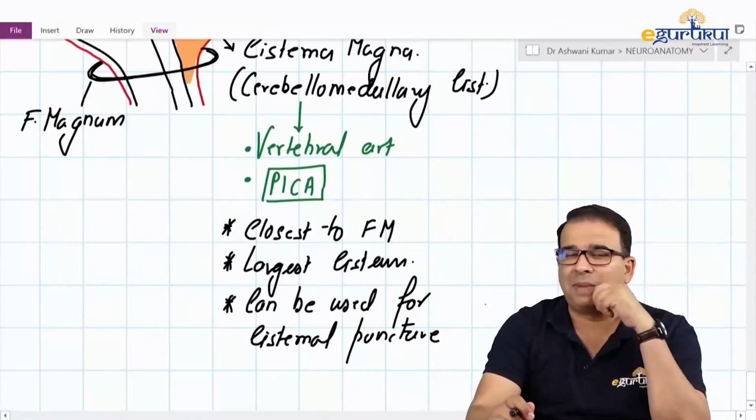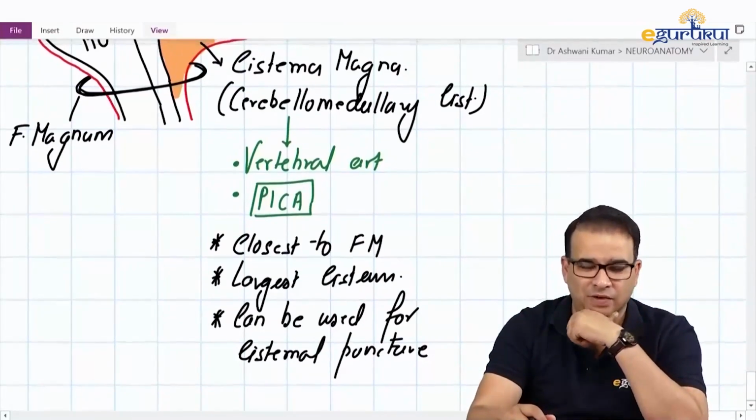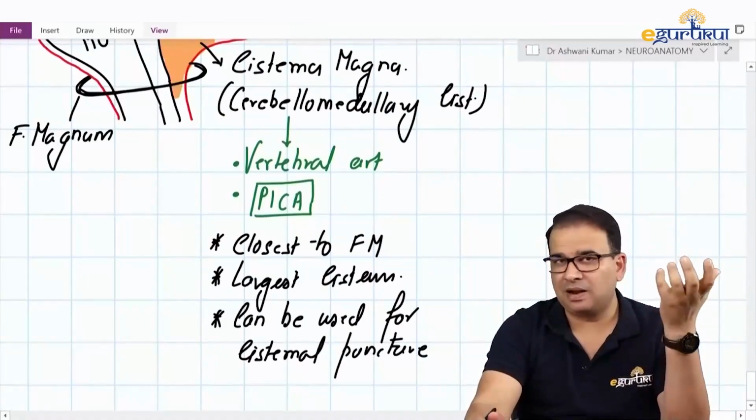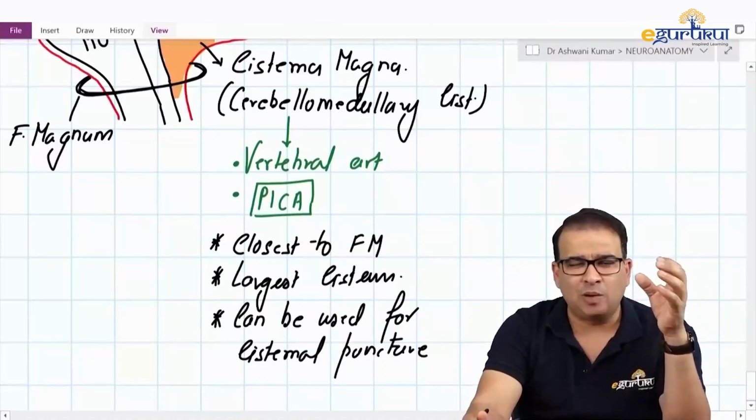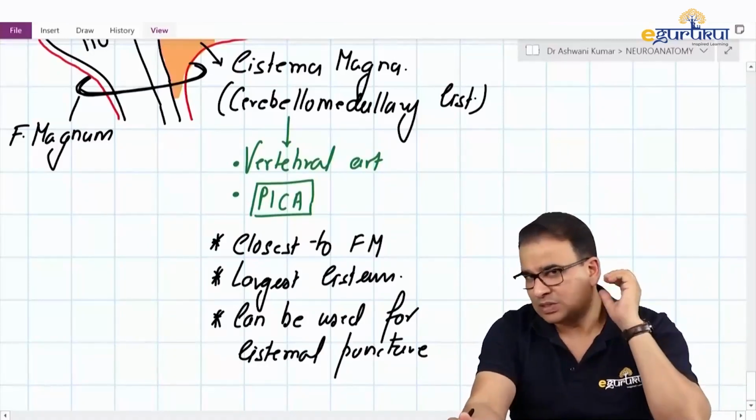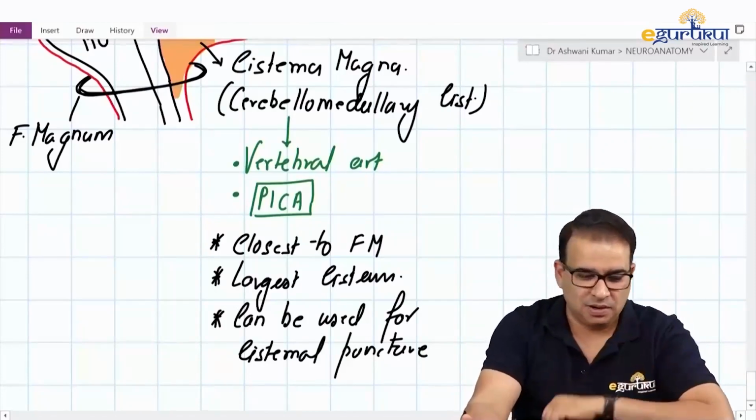So that's about the cisterna magna or cerebello-medullary cistern, having the vertebral artery and the posterior inferior cerebellar artery present in it, the two very important blood vessels situated very close to the medulla oblongata. That's why it is approachable from outside, and it can be used for the cisternal puncture.